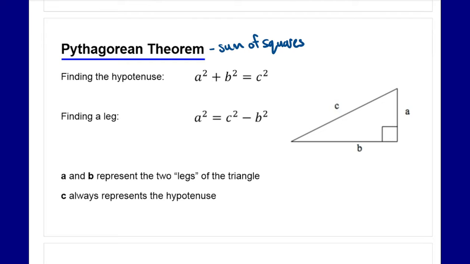So again, we have two different equations. One for finding the hypotenuse, that's the common one: a squared plus b squared equals c squared. And then for trying to find a leg, or one of the shorter sides: a squared equals c squared minus b squared. A couple things to remember. a and b represent the two legs, and c always represents the hypotenuse in our formulas. a and b can be interchangeable because, again, they are the two legs, it doesn't really matter which one is which as long as we identified them as the legs.